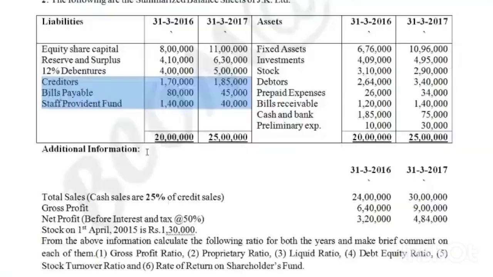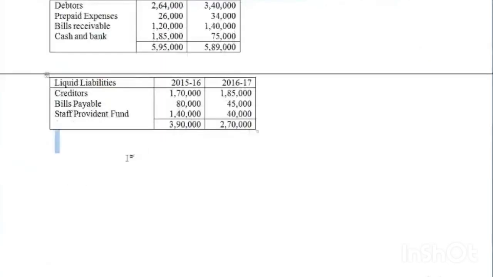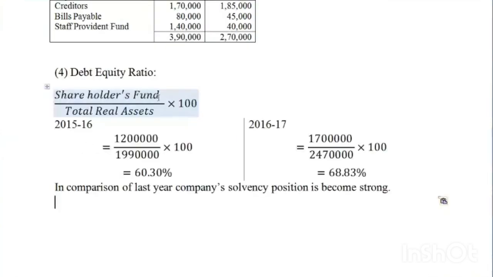Now the next ratio is debt equity ratio. Number 4. So the debt equity ratio formula is long term debt upon shareholders fund.